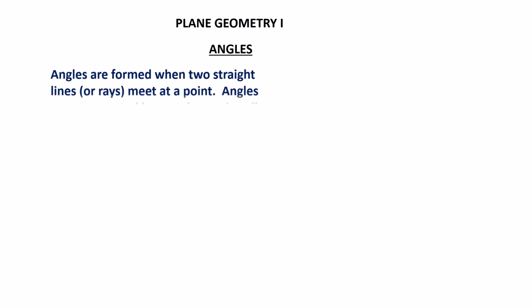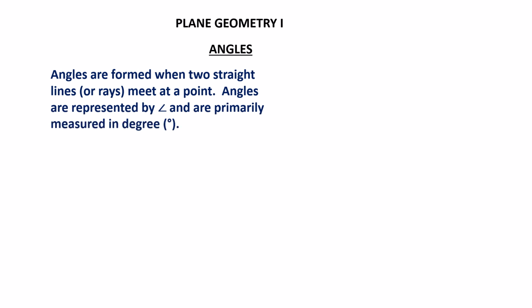Today we are looking at angles under plane geometry 1. So what are angles? Let's look at the definition for angles. Angles are formed when two straight lines or rays meet at a point. These angles are represented by the angle symbol and are usually measured using degrees.